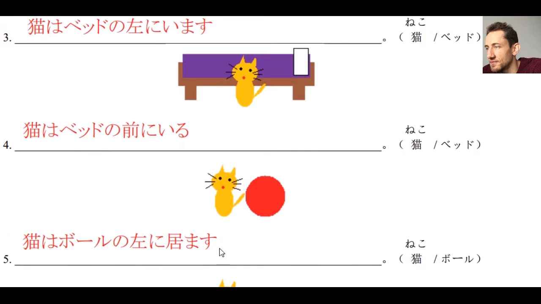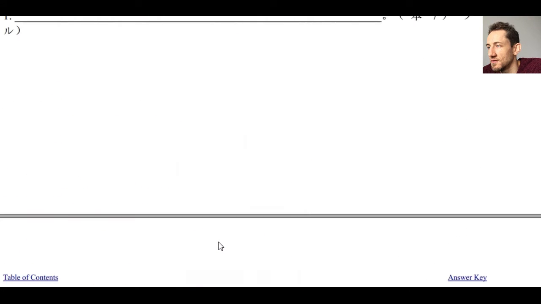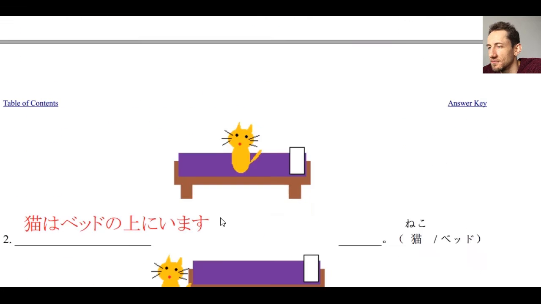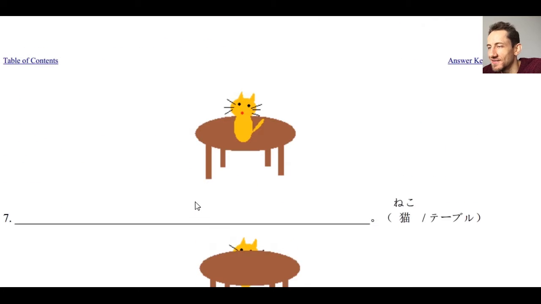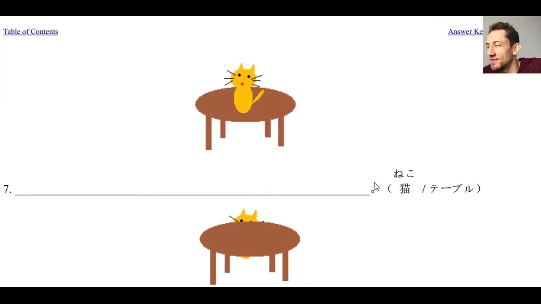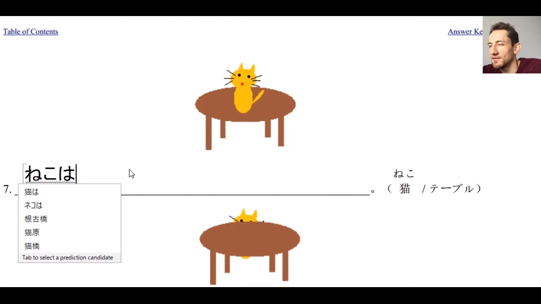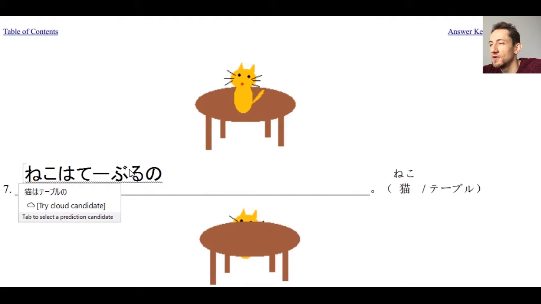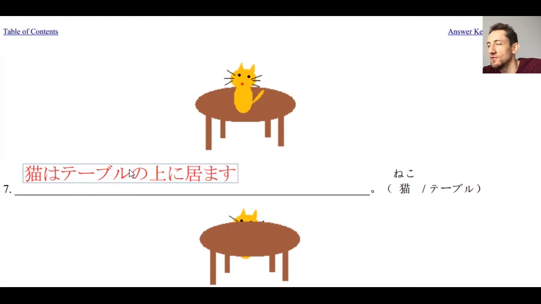Have all of them been いる so far? Yeah, they have. Oh, no. Book, okay. Anyway, let's see, number 7. Neko and テーブル. Of course, the cat is on the table, so we need to use 上. 猫はテーブルの上にいます.